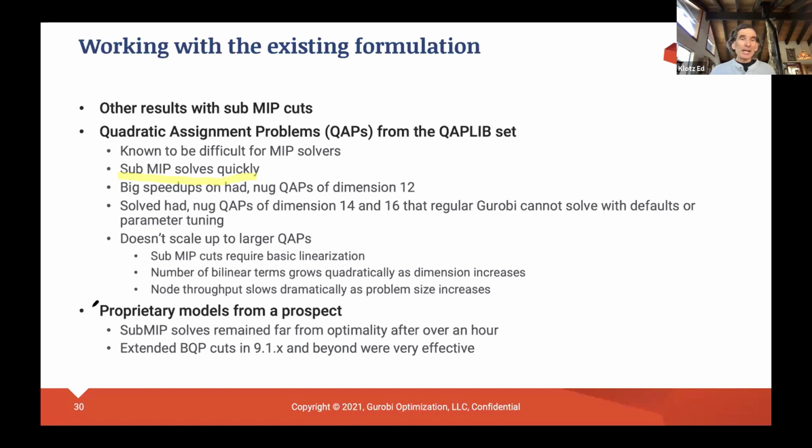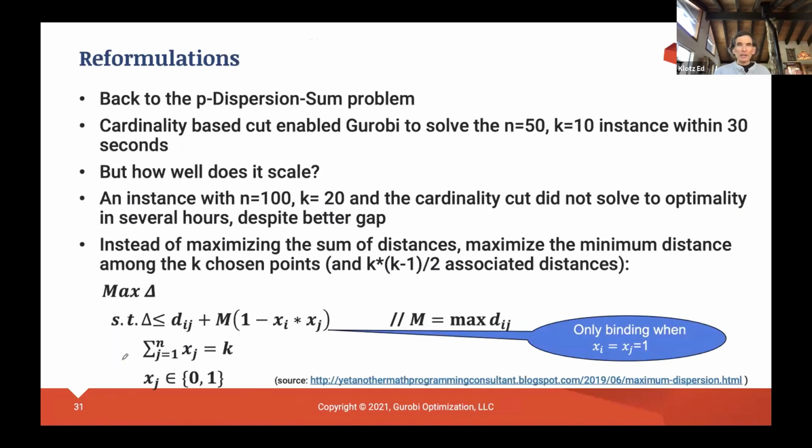And then secondly, on the negative side, we had some proprietary models from a prospect that I won't describe, but in this case, this approach was not effective because the submip solves were just too hard. They were really hard MIP models in their own right, so we couldn't get a cut in a reasonable amount of time. On the positive side, the extended BQP cuts that I mentioned earlier were very effective. Let me pause again for questions here. That sort of ends the section on working with the existing formulation. So I want to take a pause for any questions at this point.